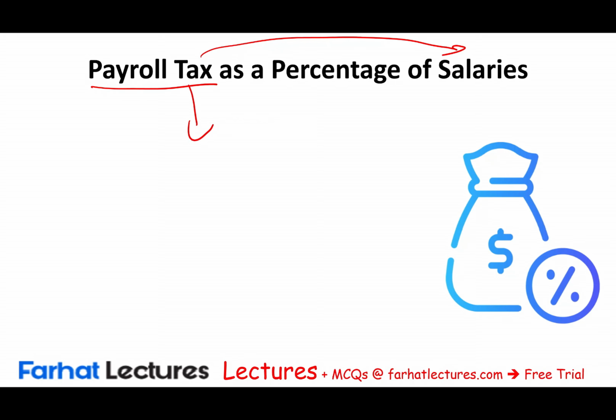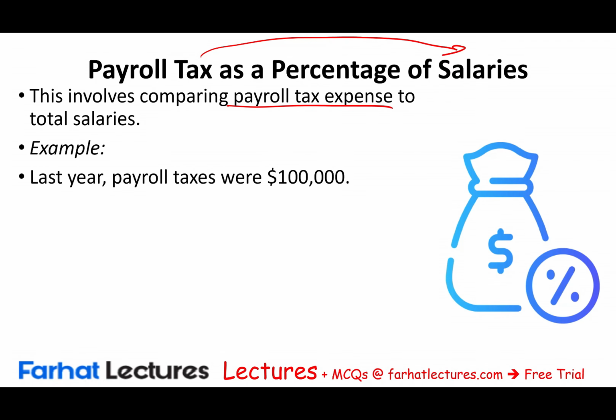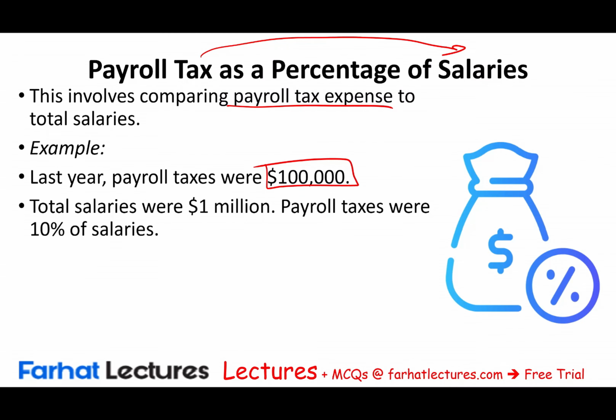So you could rely on the payroll tax and say, okay, the payroll tax as a percentage of salaries should be consistent or should be pretty predictable. So this involves comparing payroll tax expense to total salaries expense. For example, payroll tax was 100,000 last year for salaries of 1 million. Well, we could say that payroll tax is approximately 10%, and that's usually the case, between 10 to 15% in the real world. 10 to 15% of the salaries are paid in payroll taxes by the company.